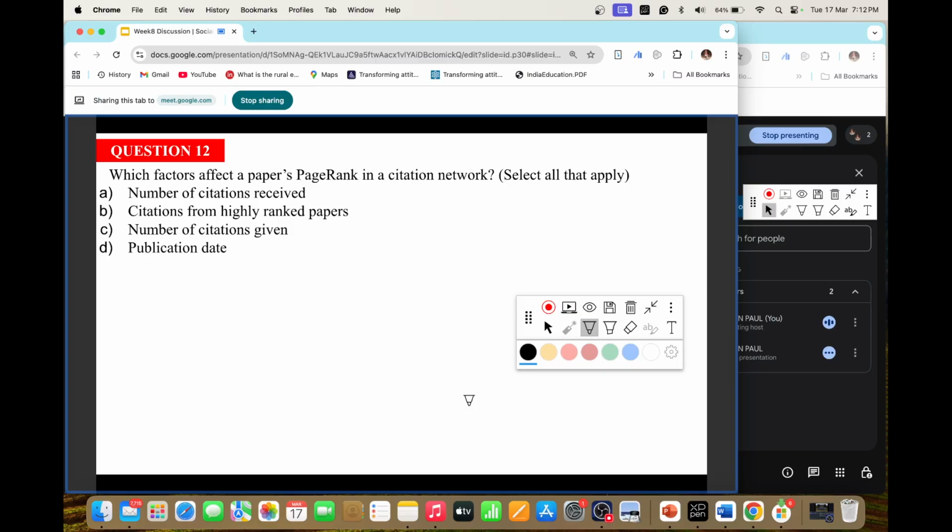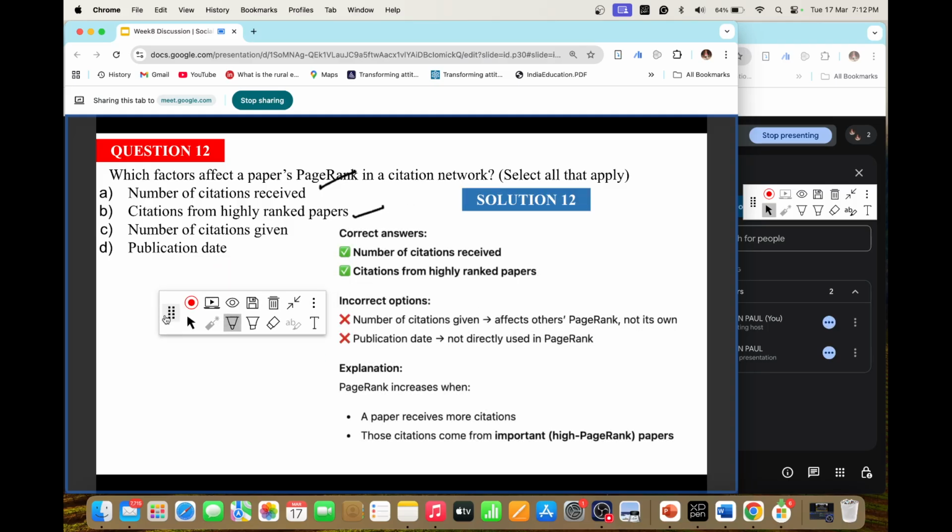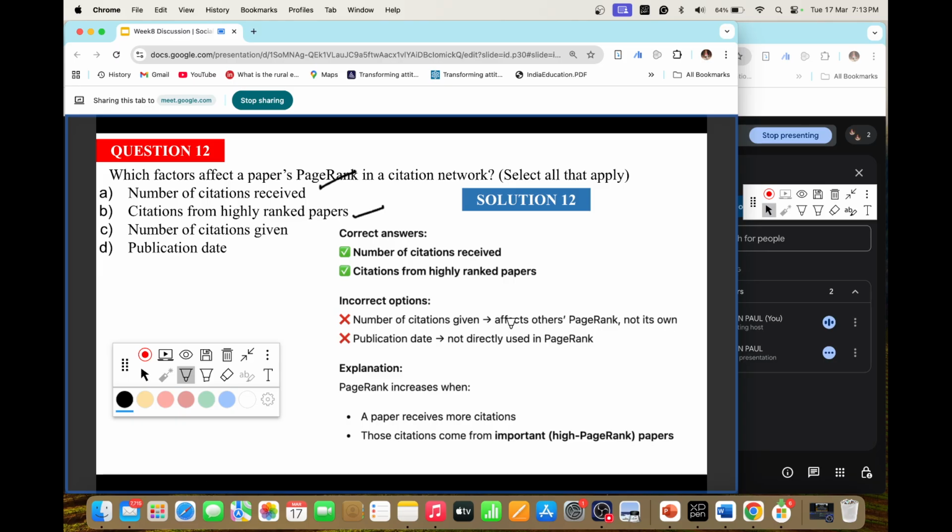Which factors affect a paper's PageRank in a citation network? Number of citations received, citations from highly ranked papers, number of citations given, option D, publication date. So option A, number of citations received, and citations from highly ranked papers, these two will be important. So option A as well as option B is correct. Option C is incorrect because number of citations given affects others' PageRank, not its own. Publication date is not directly used in PageRank.